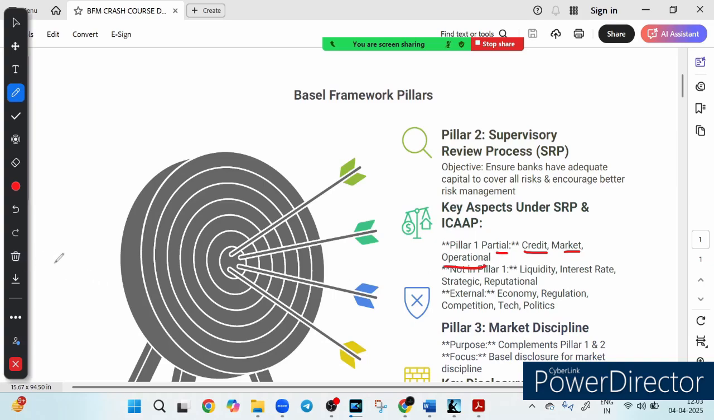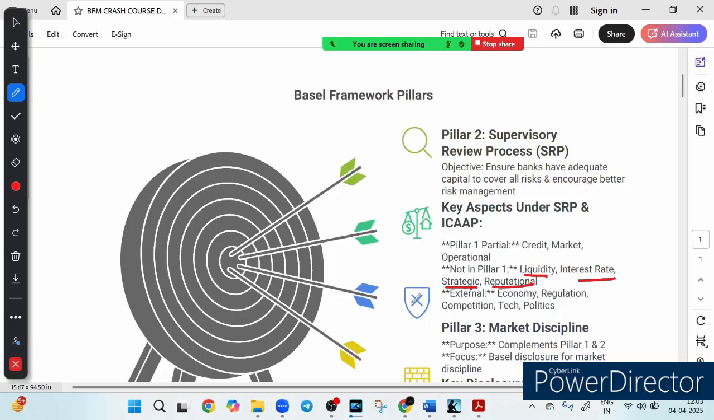This question is asked: which risks are not covered in pillar 1? Liquidity risk is not covered, interest rate risk is not covered, strategic risk is not covered under pillar 1, right? There are 3 pillars to Basel 3. Reputational risk is also not covered under pillar 1. So these kinds of risks are completely outside pillar 1.